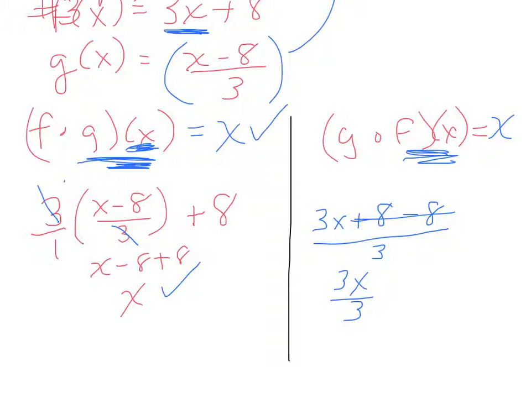Now I have no addition or subtraction, and those cancel. So the second condition has now been met. Everybody gets an x back out, so therefore they are inverses. Inverses, yes. So we have that. That's 3. Let's go ahead and go to number 4.